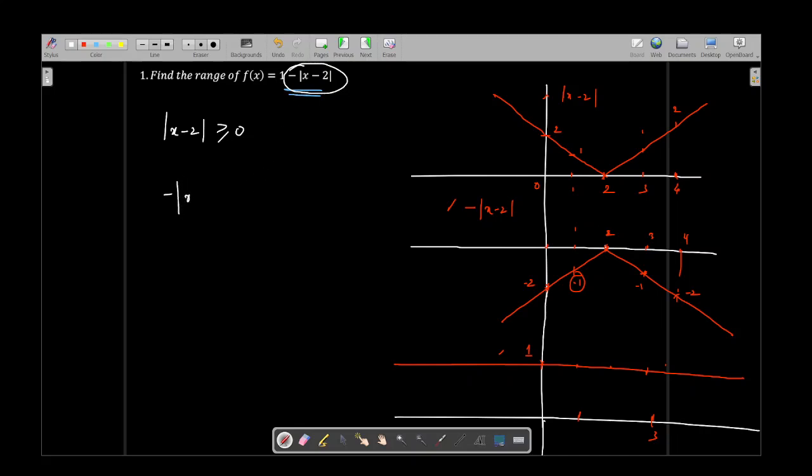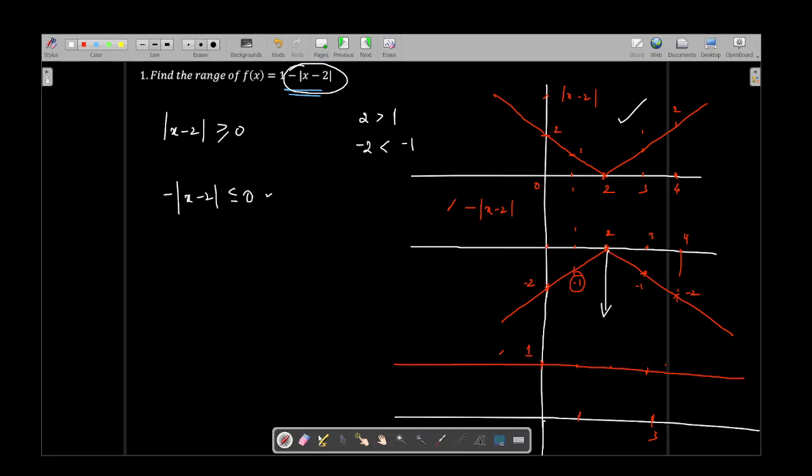So I will multiply by minus. If I multiply by minus, see, 2 is greater than 1, but minus 2 is less than minus 1. So this becomes less than or equal to 0. You can see here the range of mod x minus 2 is from 0 to infinity, whereas the range of minus mod x minus 2 is minus infinity to 0.